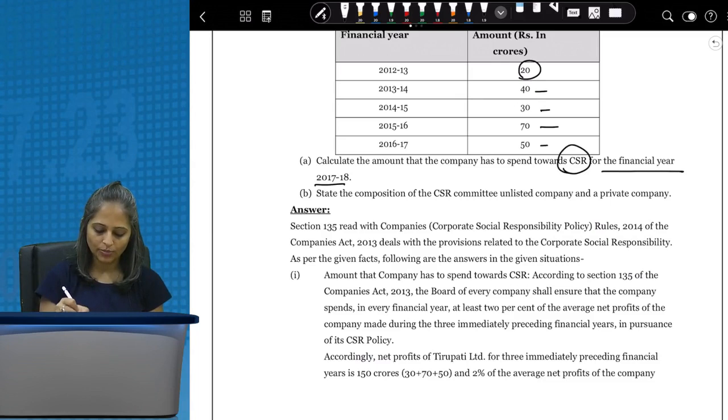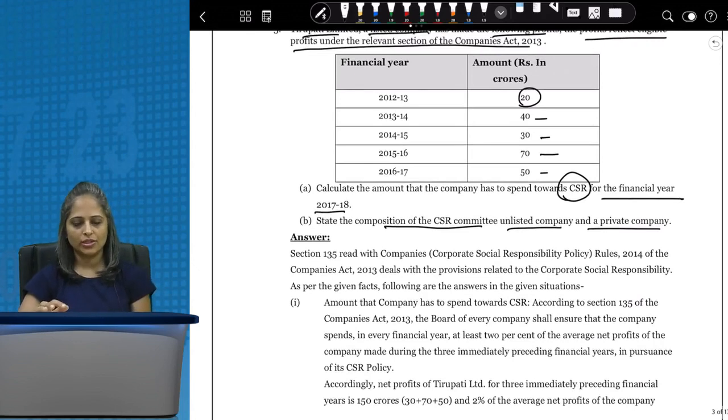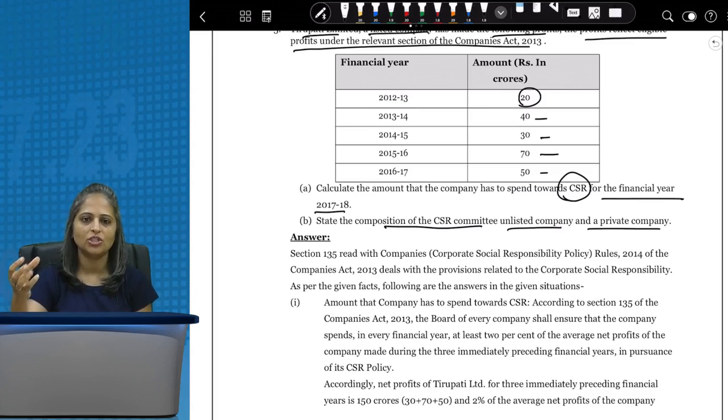State the composition of the CSR committee for a listed company, an unlisted company and a private company. So this is testing our knowledge on the concept of corporate social responsibility. As we all know, if you are a company which has a turnover of more than 50 crores, then you will have to follow the corporate social responsibility procedure, wherein you will spend a certain percentage. In this case, we will spend 2% of the average net profits of the last 3 years towards a social charitable activity. It will have to be spent by the company compulsorily once the turnover of 50 crores has been crossed.